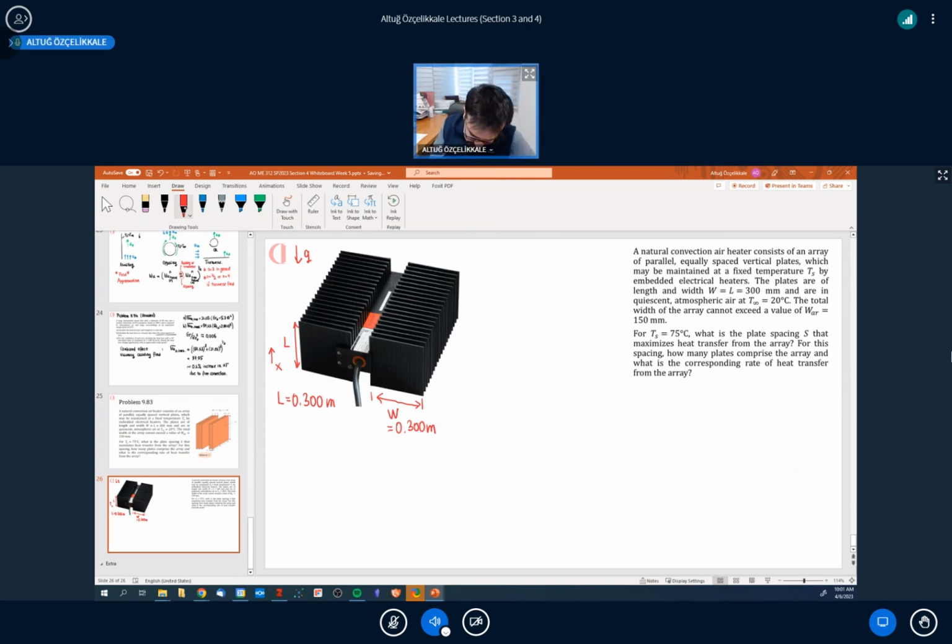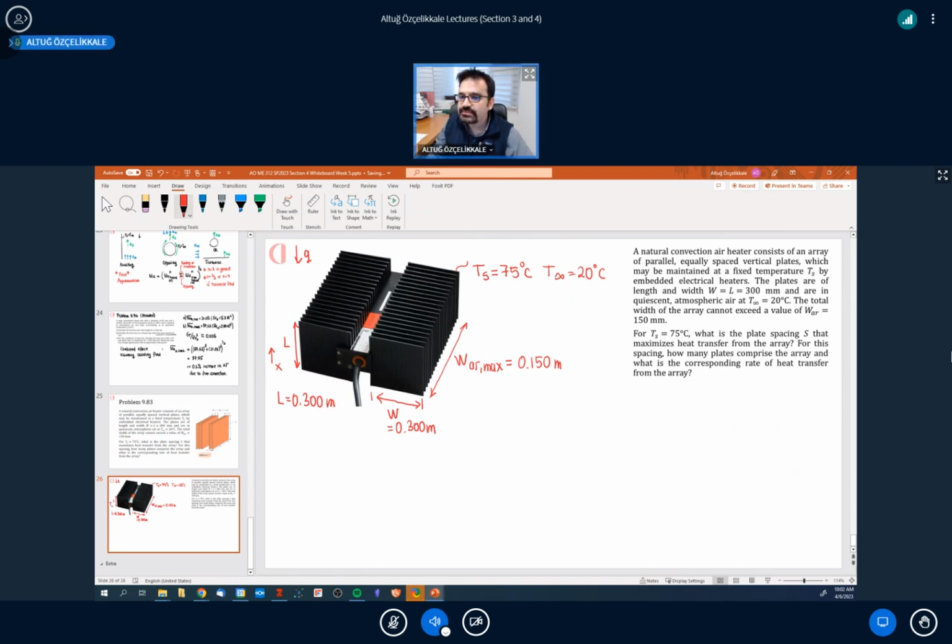The surface temperature of this array is 75 degrees, and the ambient temperature is 20 degrees. And the question is, we would like to fit all these fins into the footprint of, well, the figure is not to scale for our parameters. The width of the array should be a maximum of 0.150 meters. So it needs to be more tightly squeezed according to the figure.